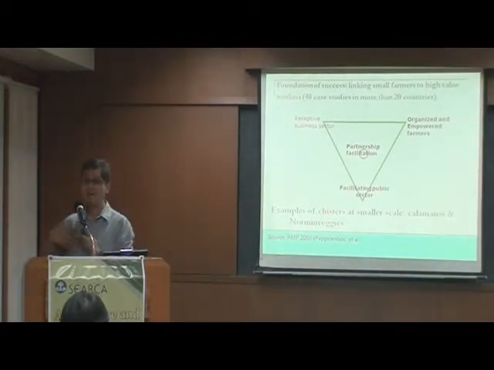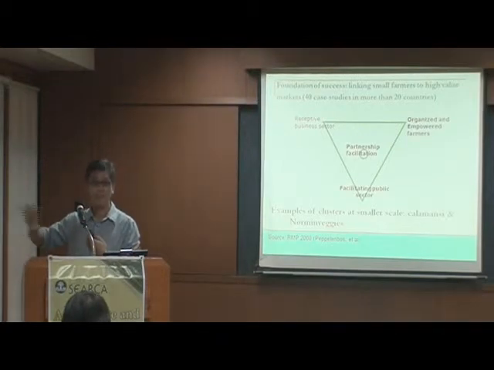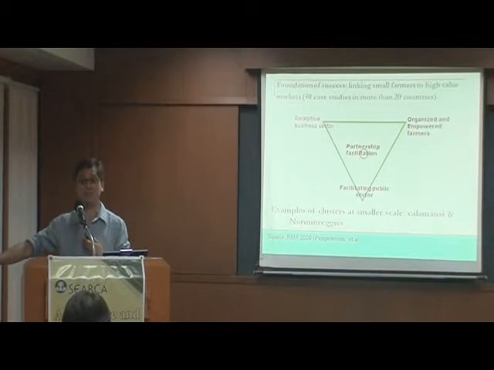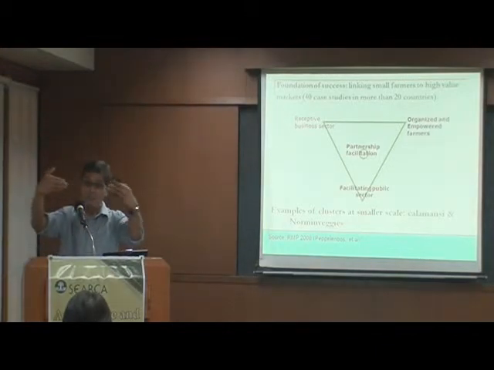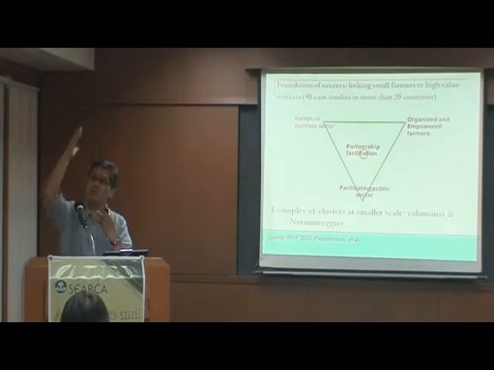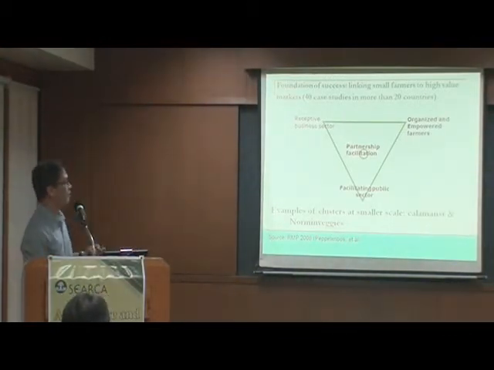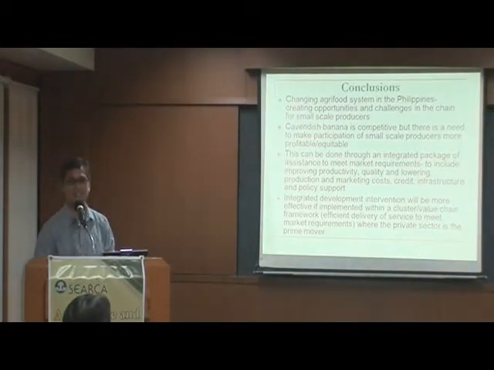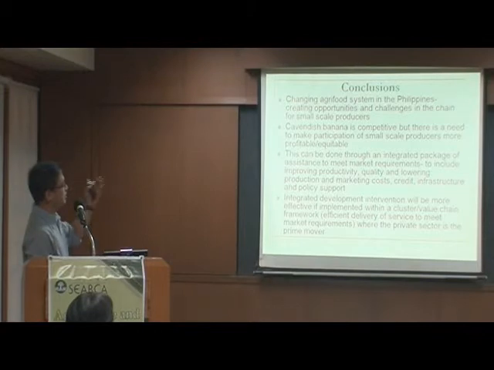So they have to link with the small-scale producers. The small-scale producers will have to supply the low-value vegetables, and then the bigger, medium-sized ones would be the high-value. Okay? Because they have the incentive to partner, they're able to meet market requirements. I will conclude now, and these would be some of the key conclusions.